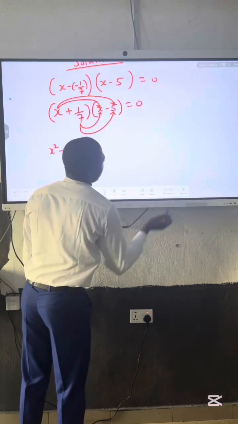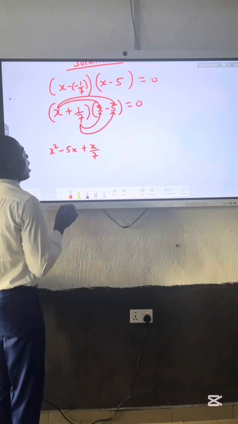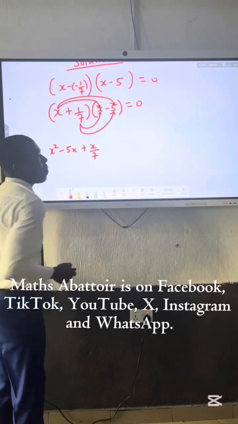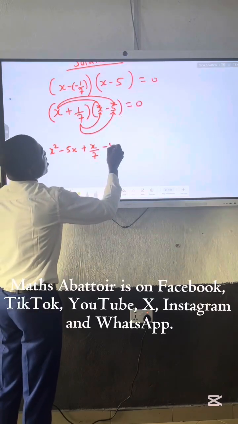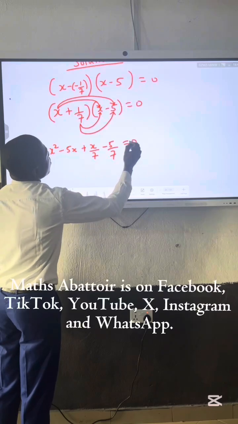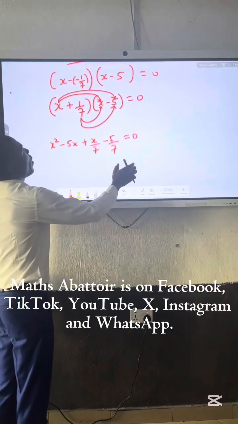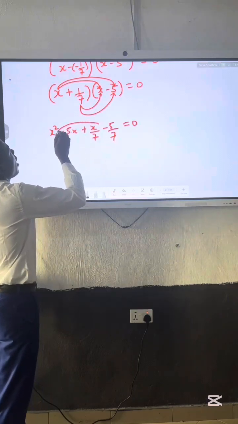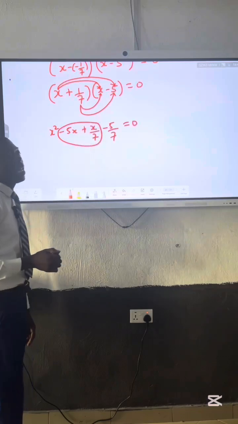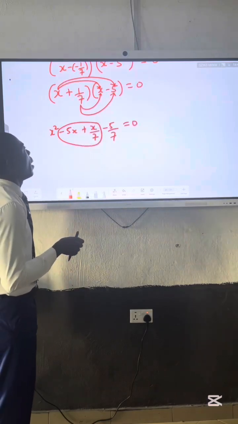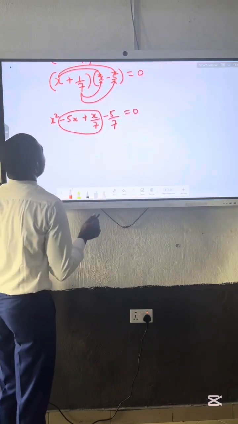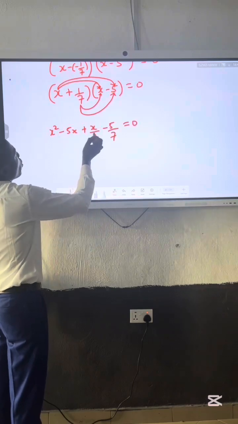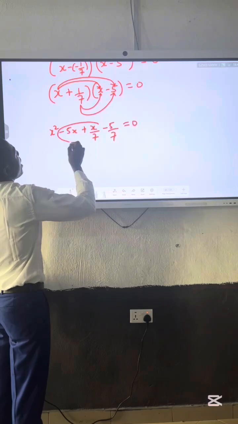All right, so let's carry on. Next, you are going to say 1 over 7 multiplied by negative 5. You're going to get negative 5 over what? 7, equals 0. But if you look very carefully, you realize that these two terms here are alike, meaning that we can simplify them together. All right, so if you do that, you are going to have, so here and here, here and here.